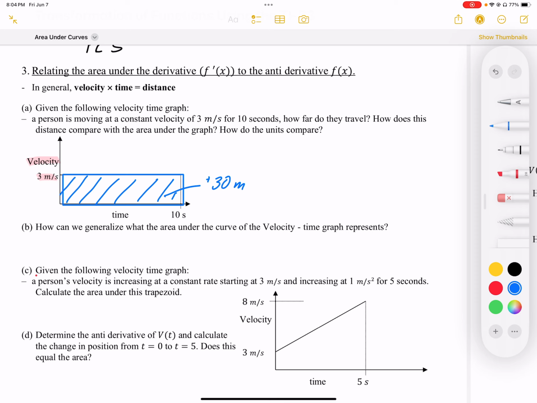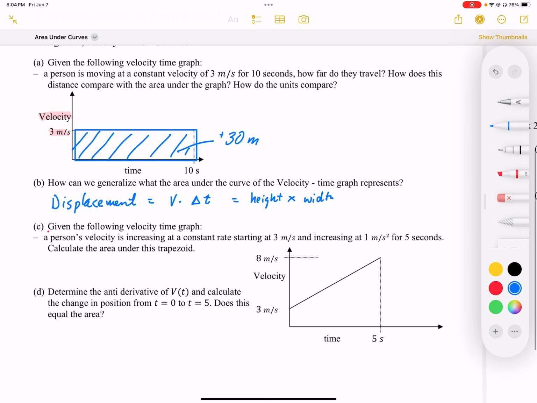So we can generalize then that the area under the velocity time graph represents displacement, because it's going to be the velocity times the change in time. And that's the same as saying the height times the width. So that's a fairly simple example because it's intuitively true. We know that 3 meters per second constantly for 10 seconds is 30 meters.